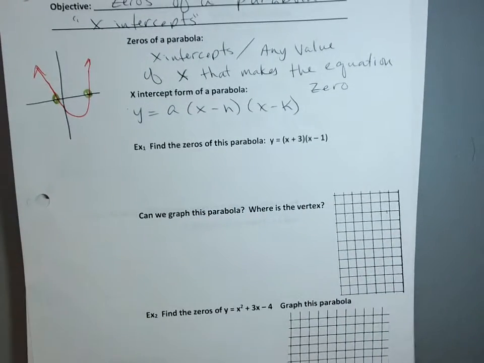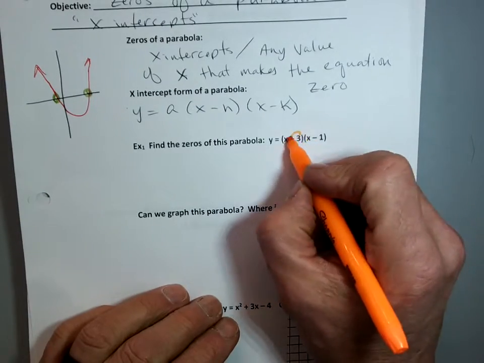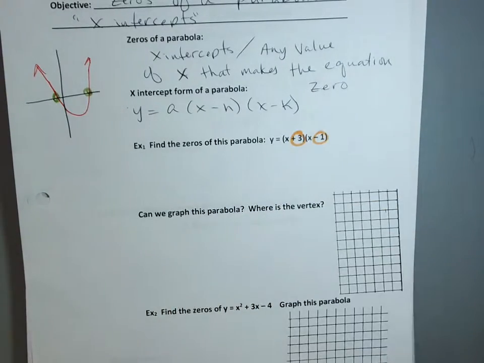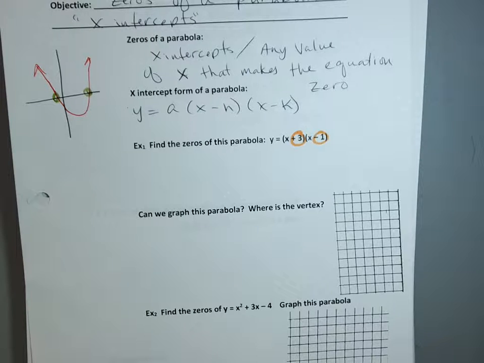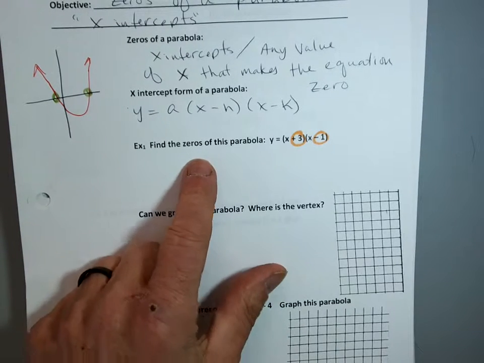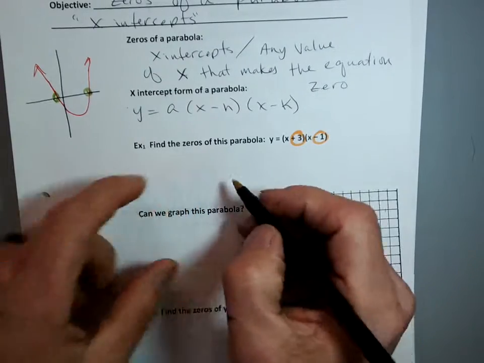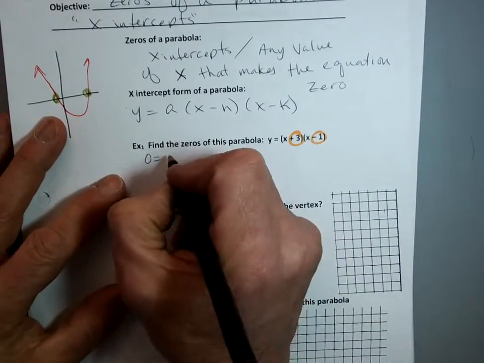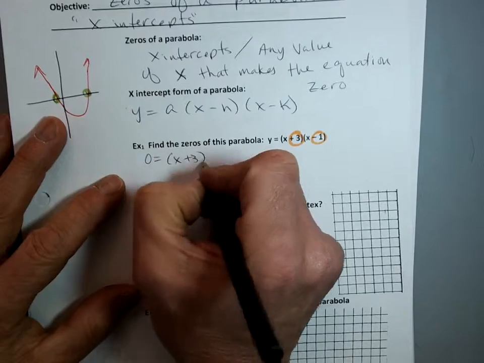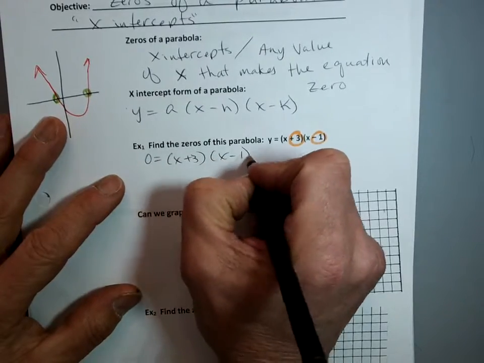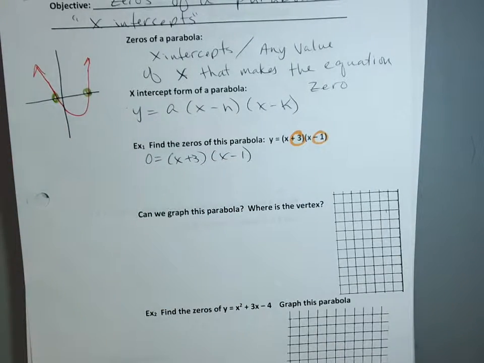So in example 1, here are my zeros, there and there. We've done that before from our mini equations. From our mini equation it says find the zeros. That's not too hard. I set it equal to 0. I have an x plus 3 times an x minus 1. We have done this for about a month, right? You guys agree?